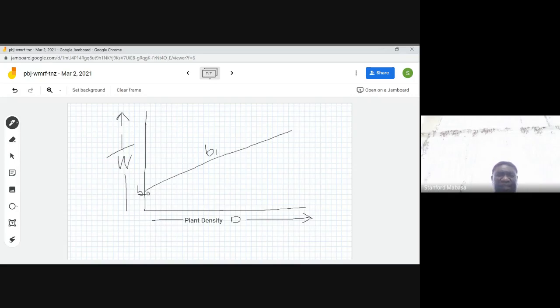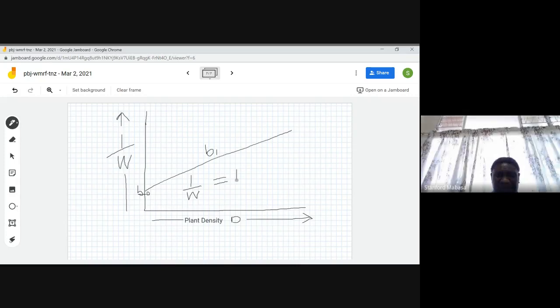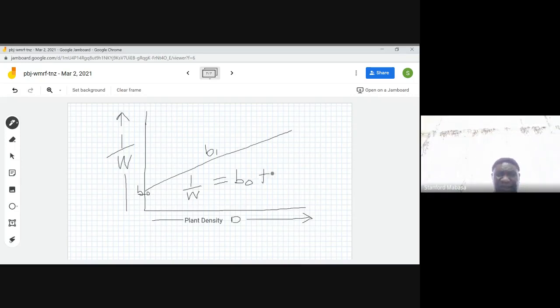Now, we can write an equation which describes this straight line like this. 1 over W equals B0 plus, let us call this BC to represent the crop, multiplied by D. This is the equation of a straight line, which you may be familiar with.